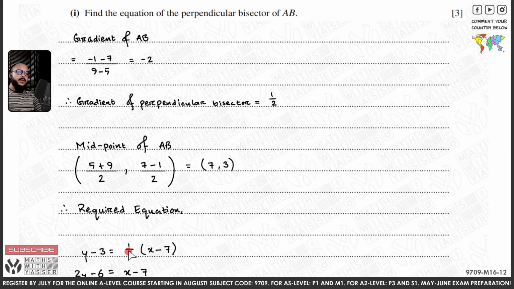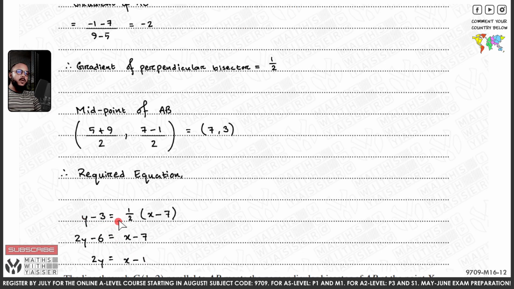So the required equation must be y minus y1 equals m times x minus x1. So y minus 3 equals half times x minus 7.